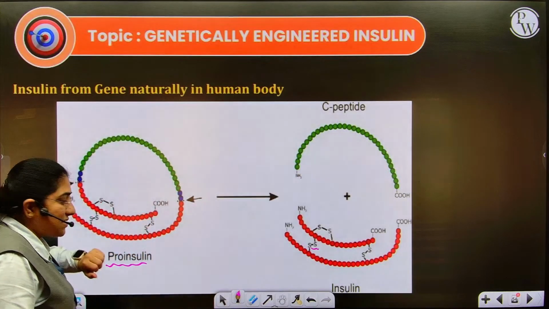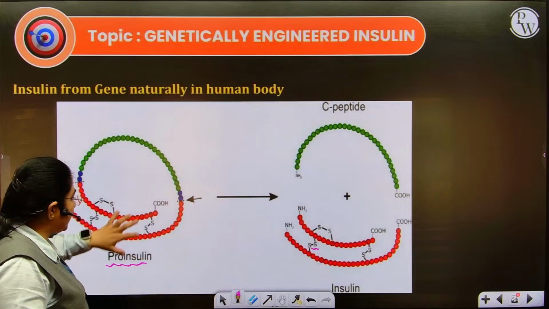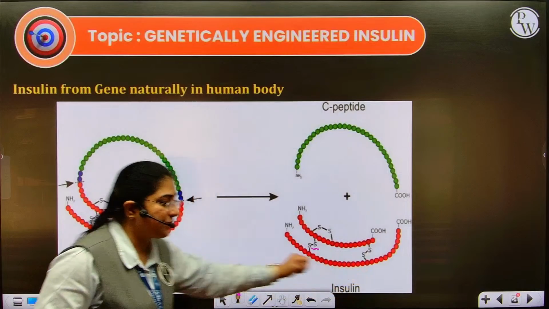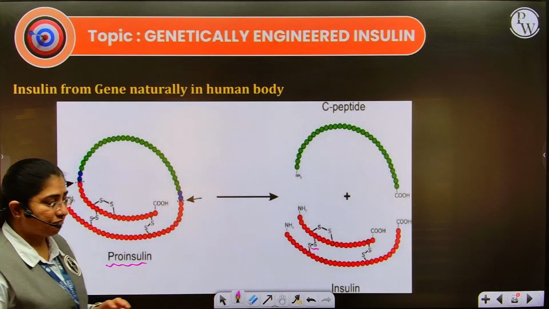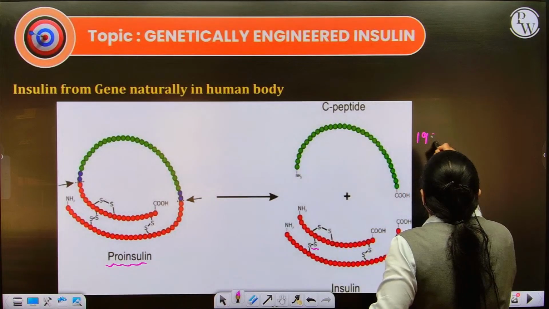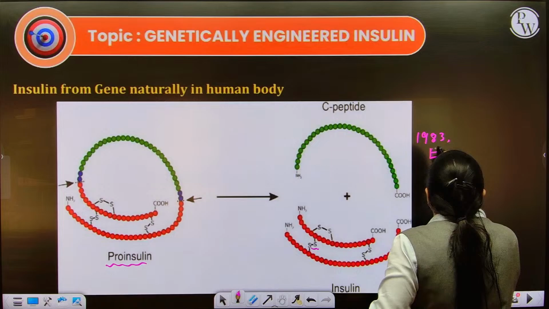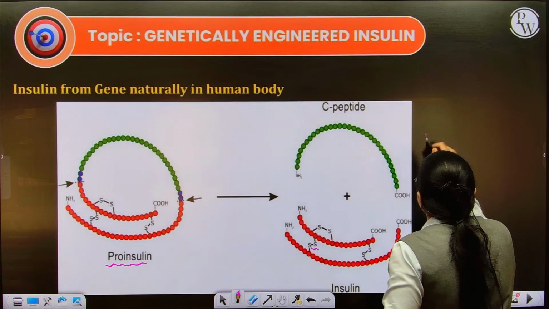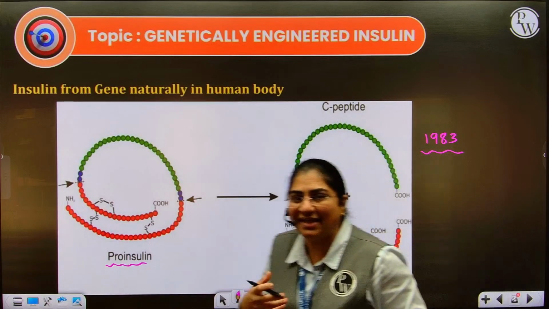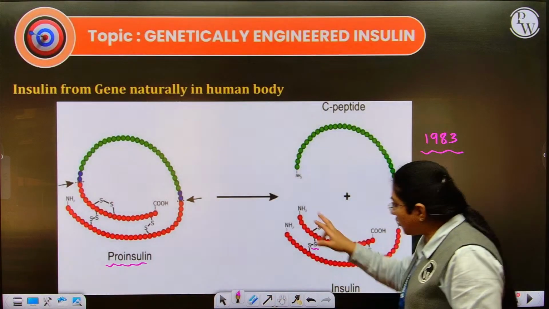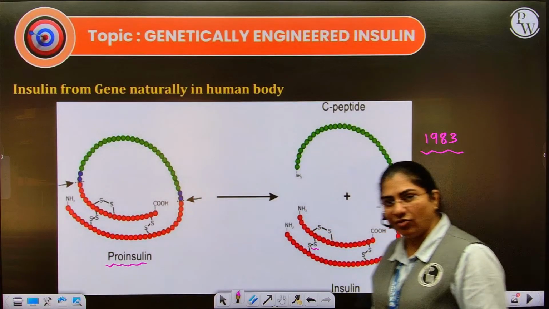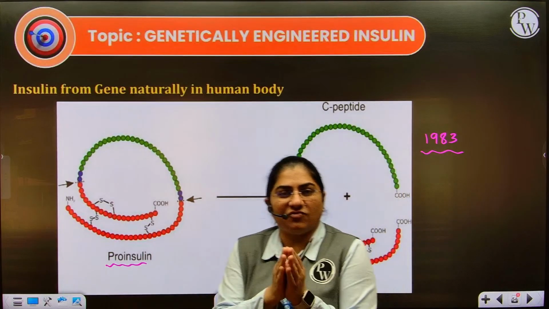Where the problem, as I told you earlier in the beginning of the session, with insulin production was that we needed this insulin in an active form, but the gene was for proinsulin. So how can we tackle that? In 1983, scientists of an American company called Eli Lilly said that why not produce chain A separately, chain B separately in the laboratory using E. coli and then join them via disulfide bonds.